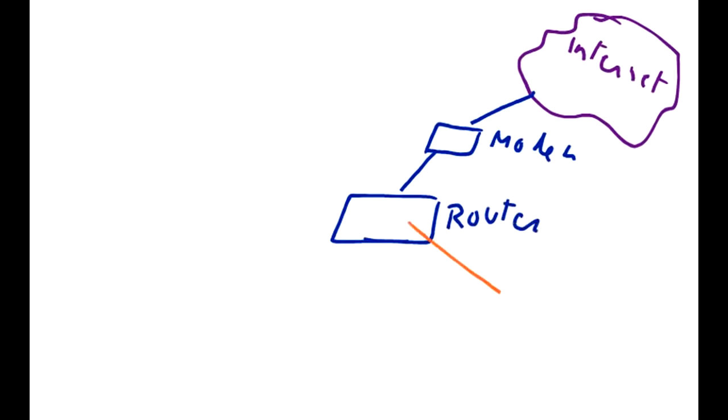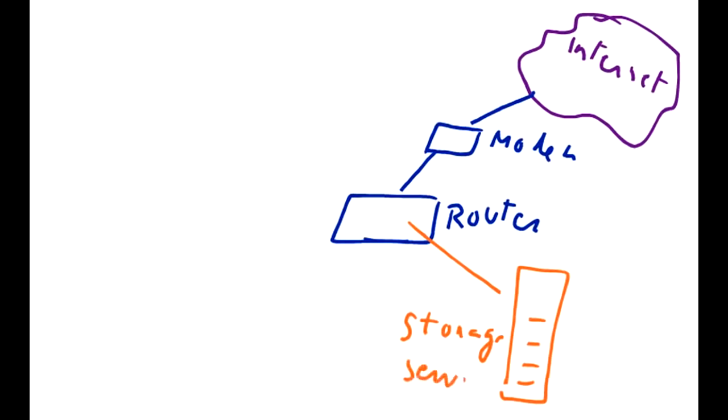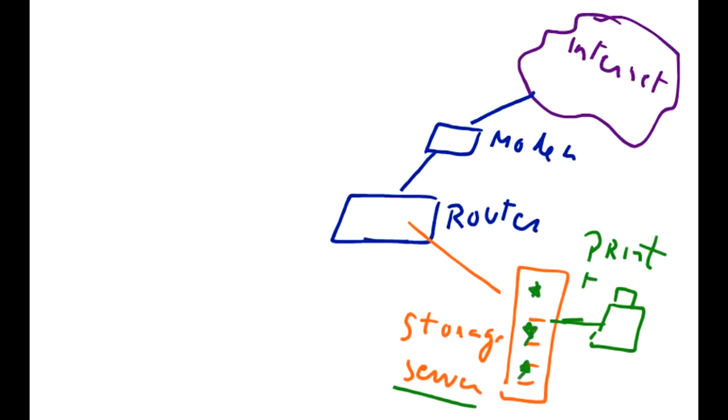Our router is attached to a server, which has a hard disk. So it is called a storage server. All the office work is stored on this server. And we have a laser printer attached to the server. Therefore, this server is also acting as a print server. So it's a print plus storage server. If you do not know what a server is, you may think of a server as a very powerful computer, which serves other computers in the network.